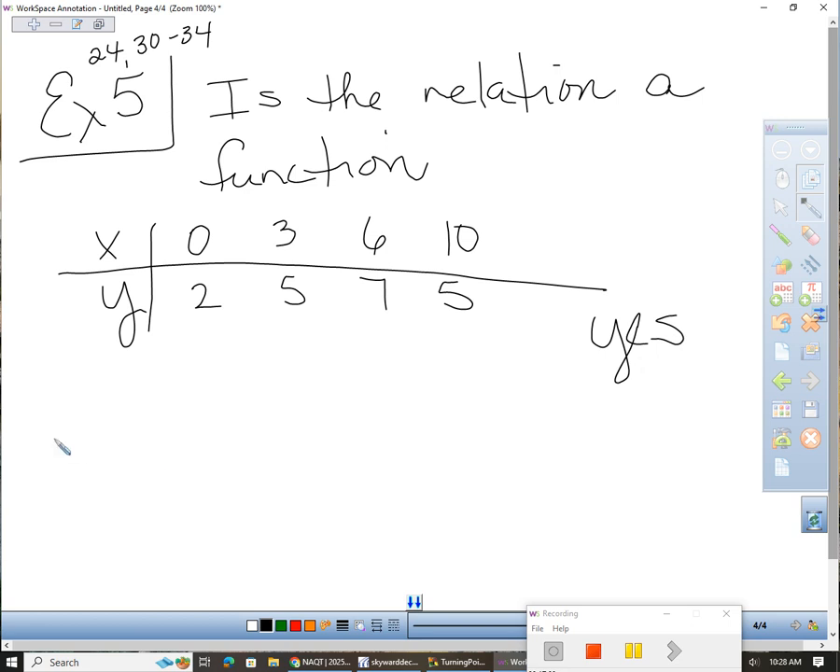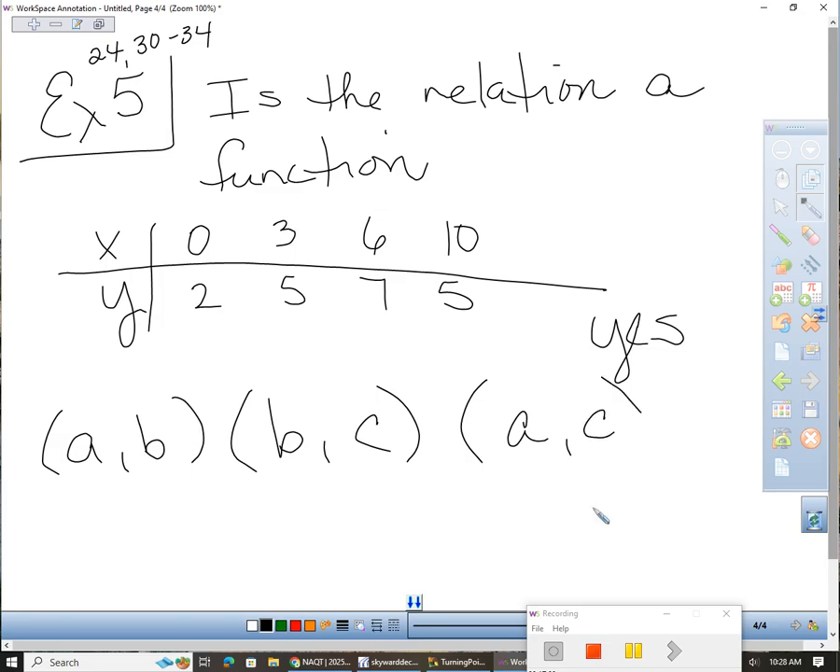Same thing goes if I have points. Let's say I have AB, BC, AC. Is this a function? No. How do you know, Clara? Very good. So this is no. Nice job. Okay. Any questions there?